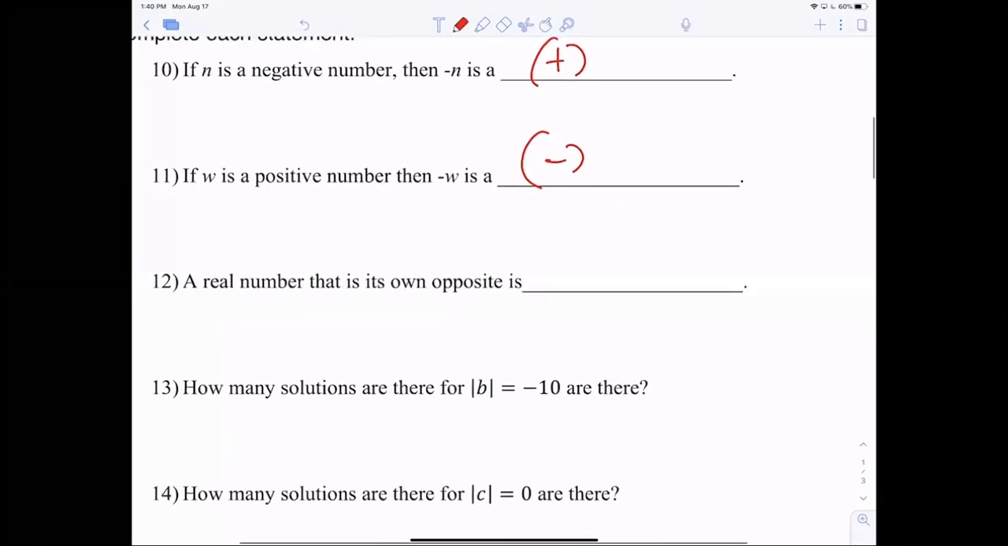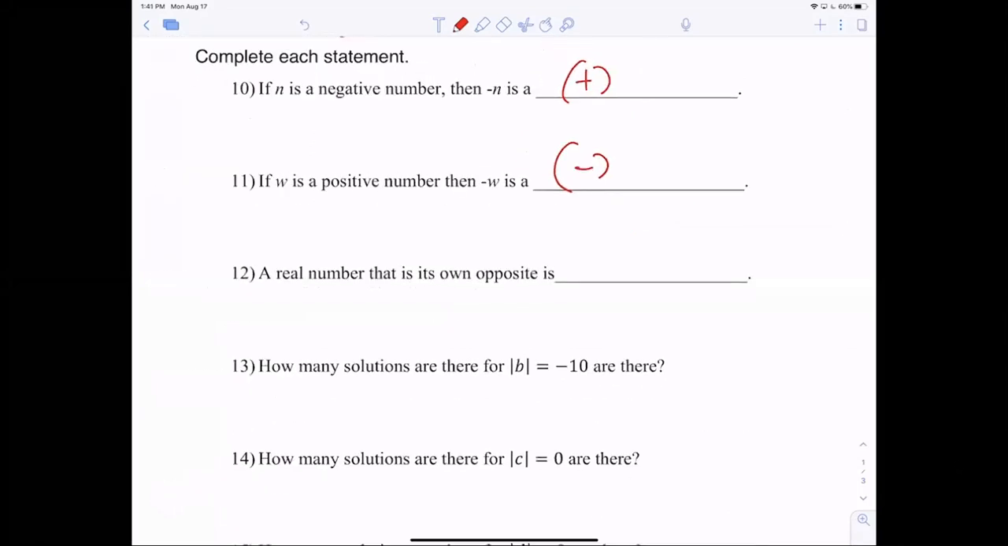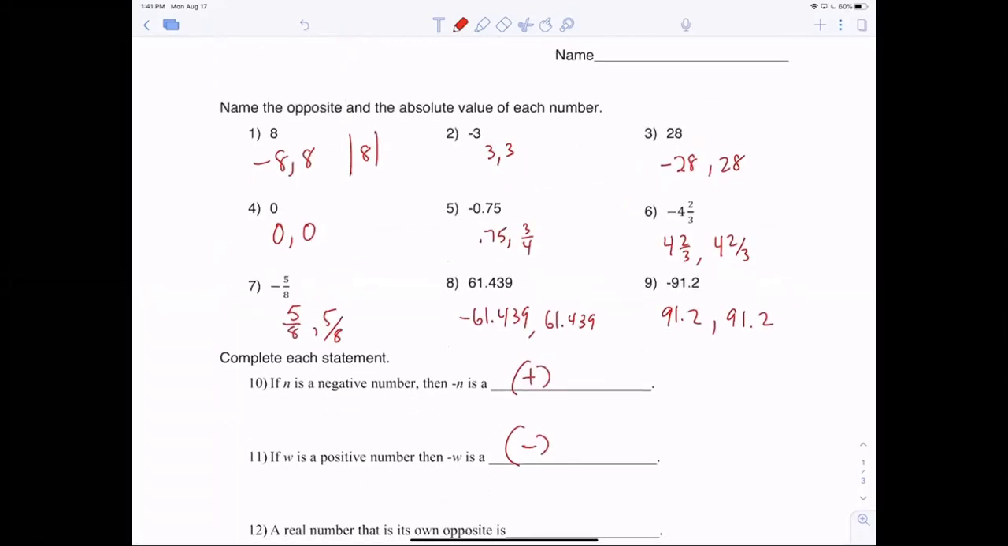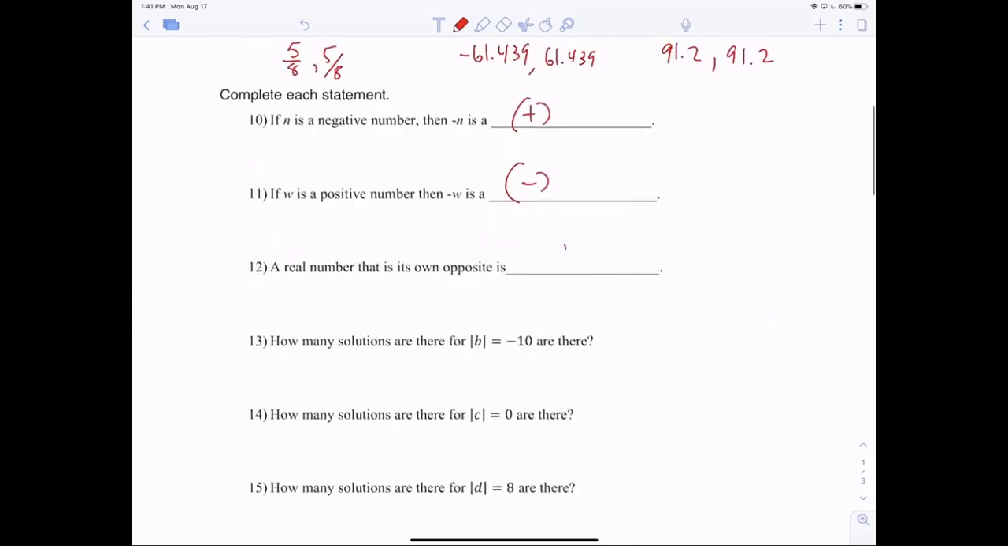Next. A real number that is its own opposite is what? Imaginary? No. What's the only number whose opposite is itself? Zero. Imaginary number? Nope. Look at our examples up here. 0. It's up here. Which one is the opposite of itself? Zero. Thank you guys. All right, that was a good little trick question.